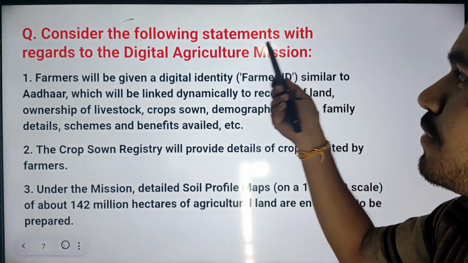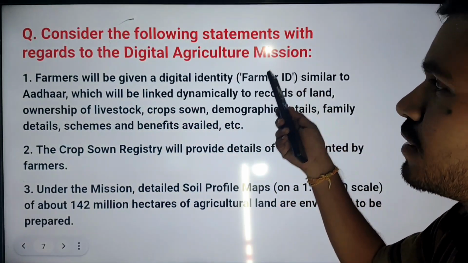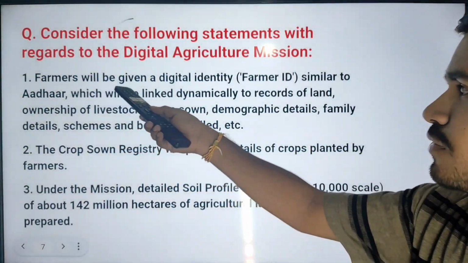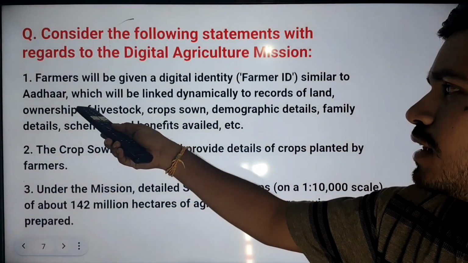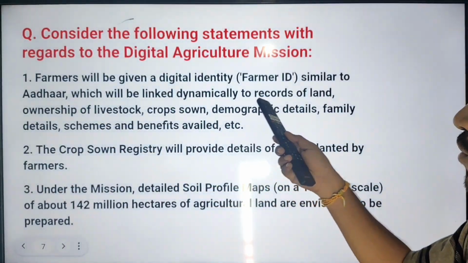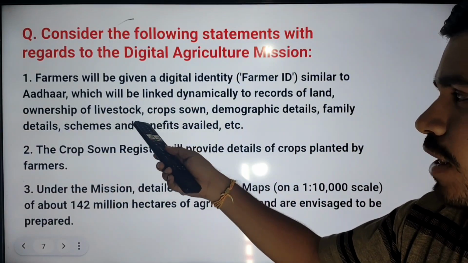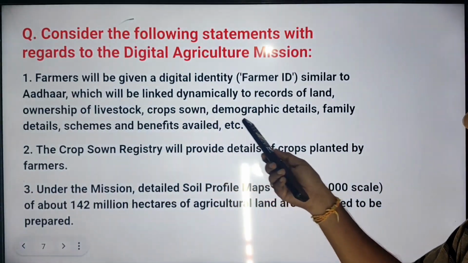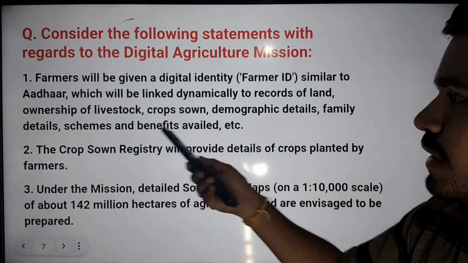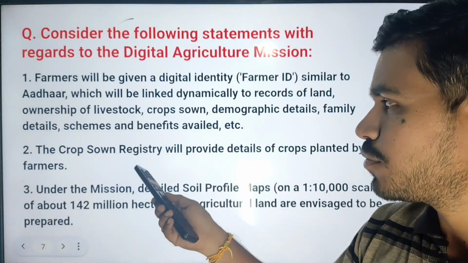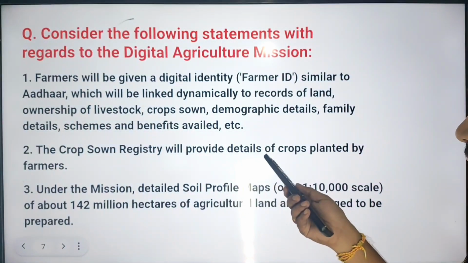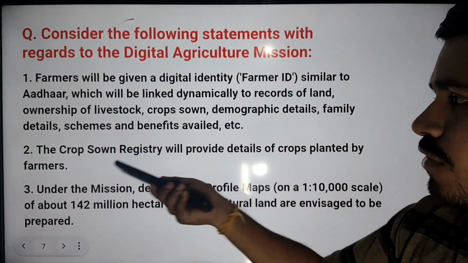Consider the following statements with regard to the Digital Agriculture Mission. First statement, farmers will be given a digital identity, farmer ID, similar to Aadhaar, which will be linked dynamically to records of land, ownership of livestock and crops sown, demographic details, family details, schemes and benefits available, etc. Second statement, the crops sown registry will provide details of crops planted by farmers.